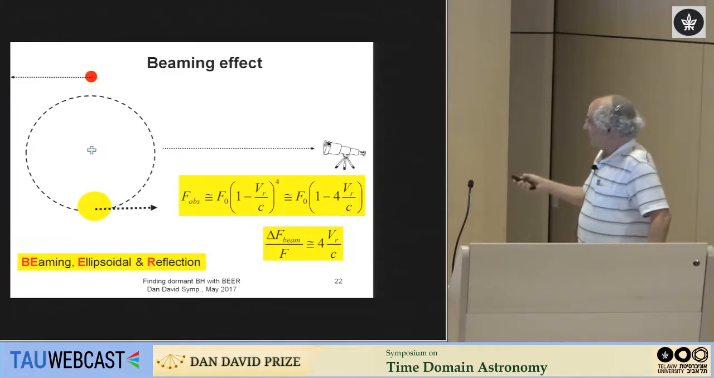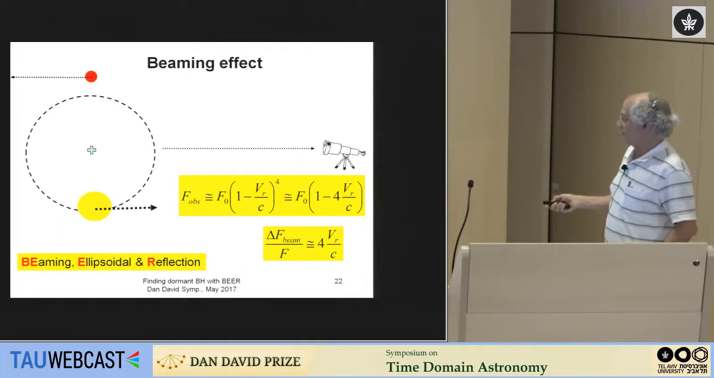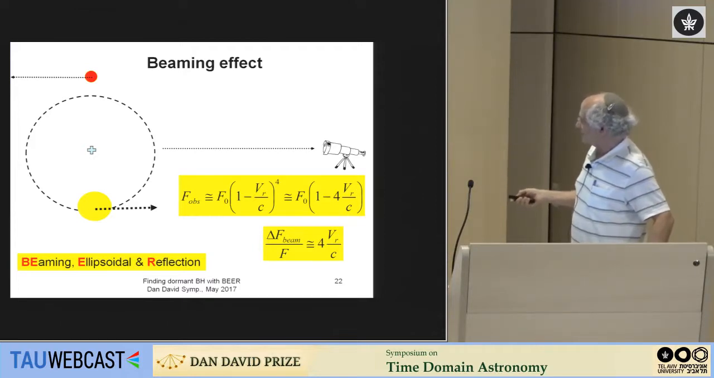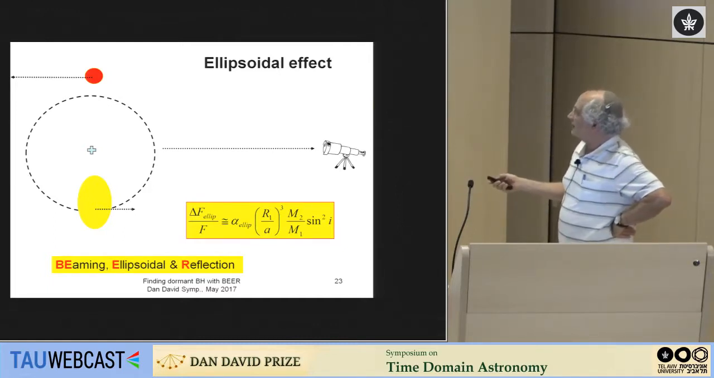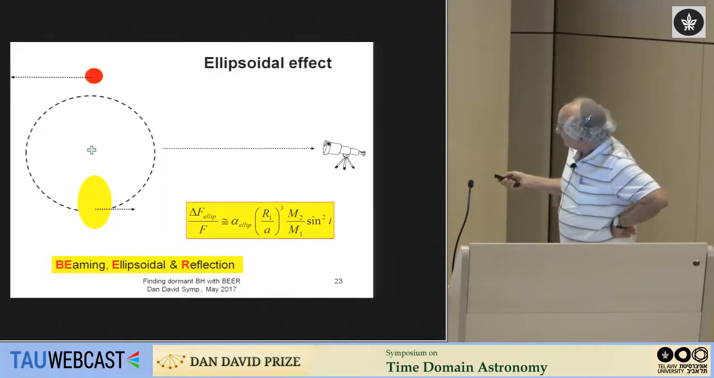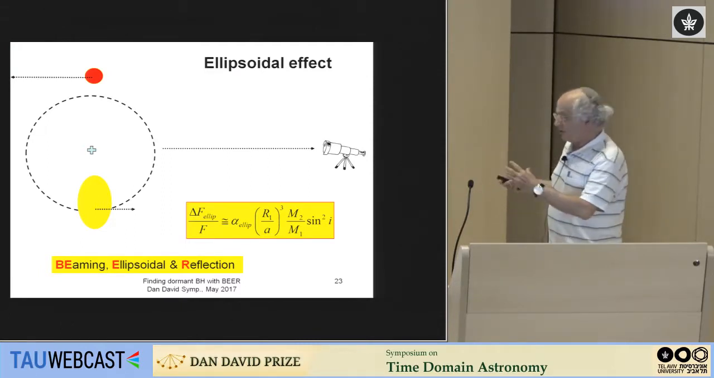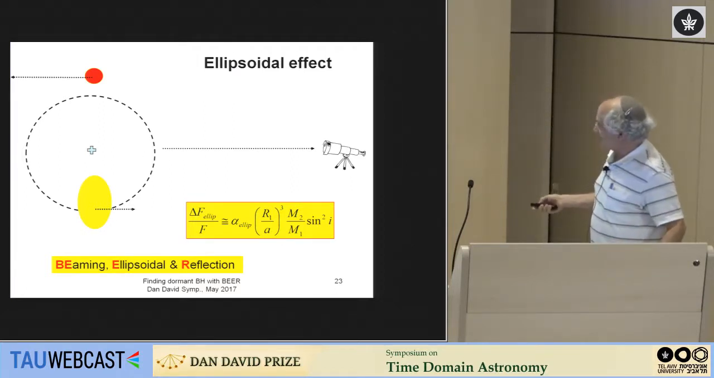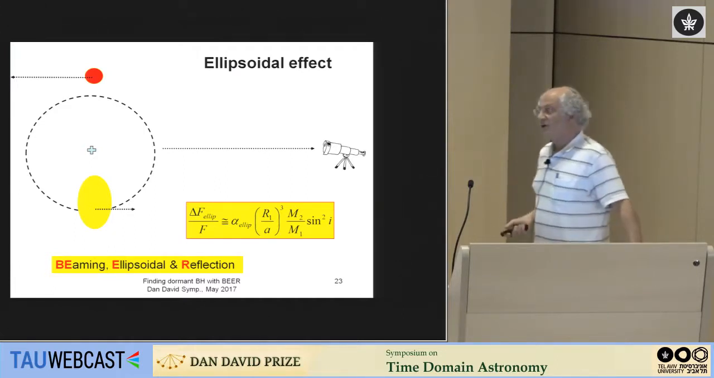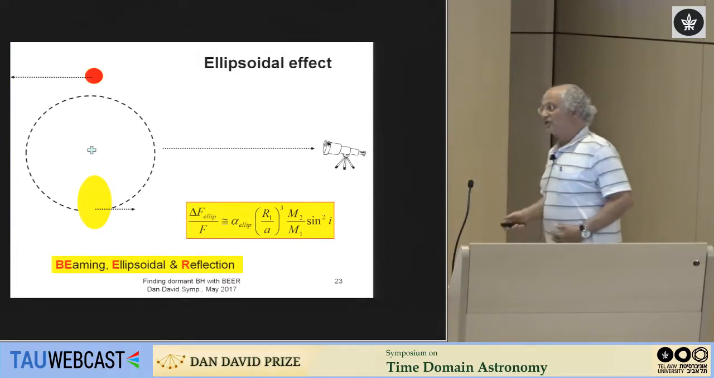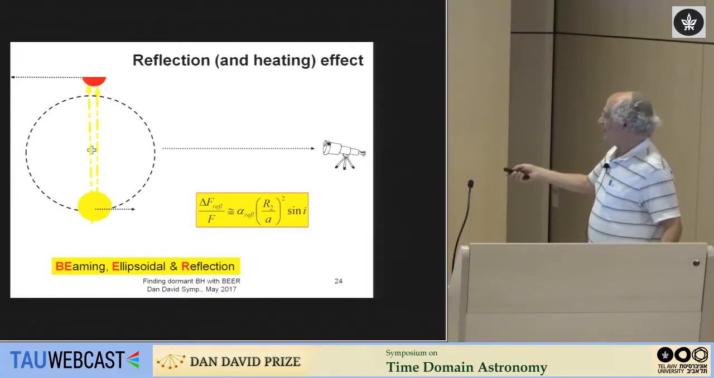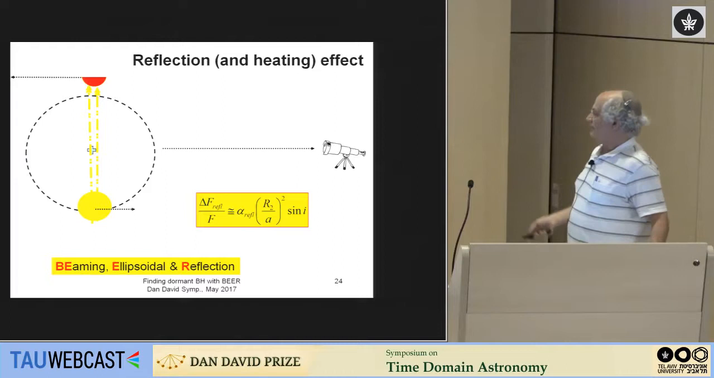If you have a binary and you are observing it, because of the motion you will get an enhancement of the brightness when the star is moving towards you, and a decrease in the brightness when the source is moving away from you. Here is the ellipsoidal. The ellipsoidal is caused by the tidal force acting on the star, which deforms the shape of the star. So sometimes you see the longer part of the star and you get more light, but when the binary rotates and you see this side, which is the small size of the star, you get a decrease in the brightness. And of course, there is also reflection, if it happens that this one is also a source of light.